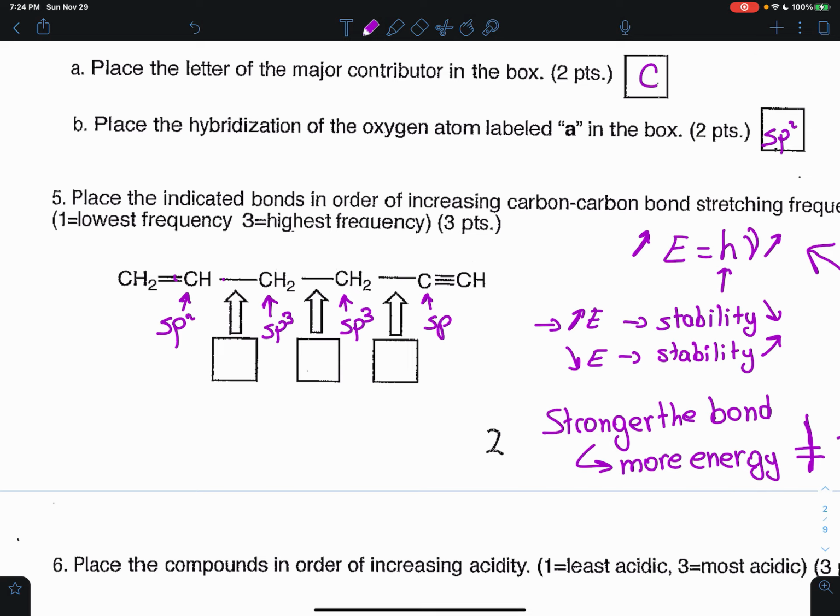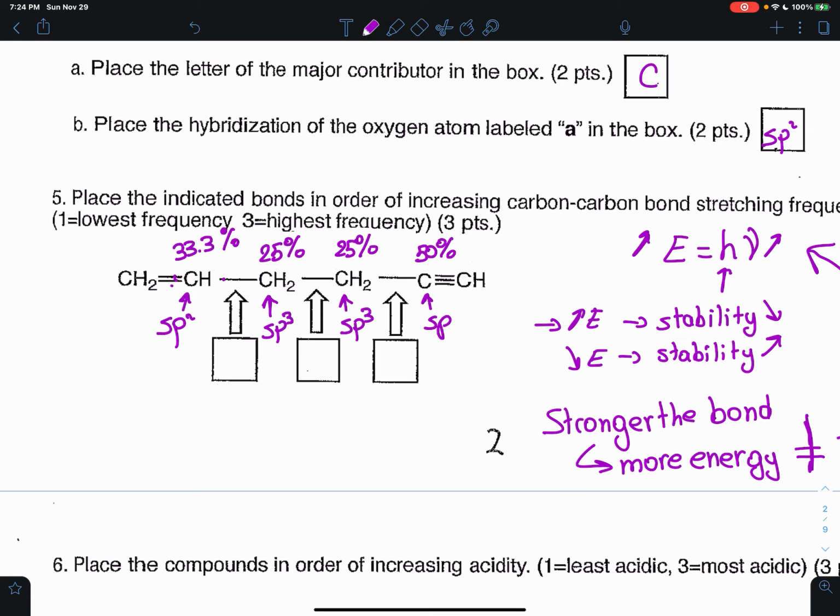So now I have to look at the S character. So I know in this carbon, there is 50% S character, right? And this one right here is going to be 25%, right? Because 1/4 of the orbital is S character. Same thing with this one, 25%. And then the last one is going to be 33.3%, right? 1/3.